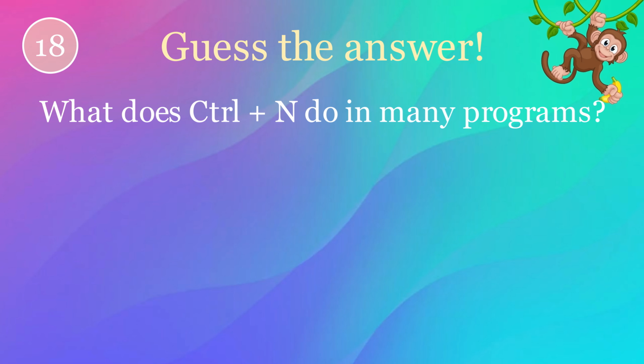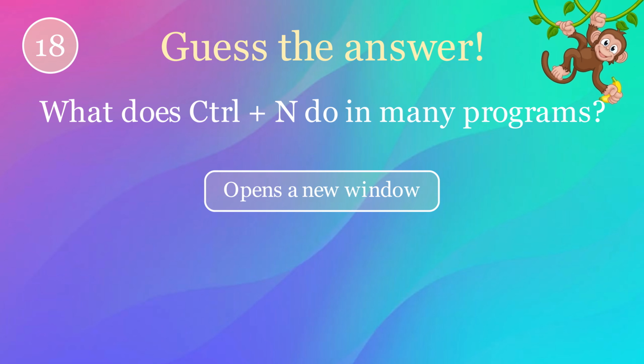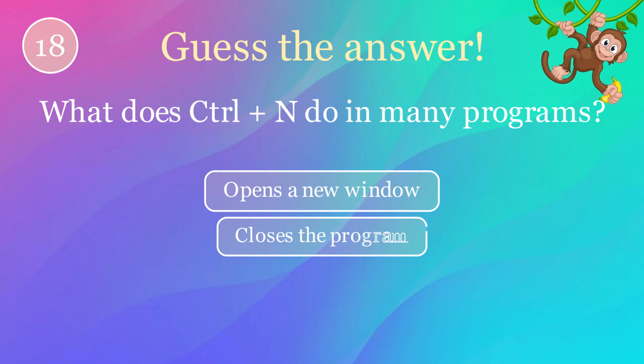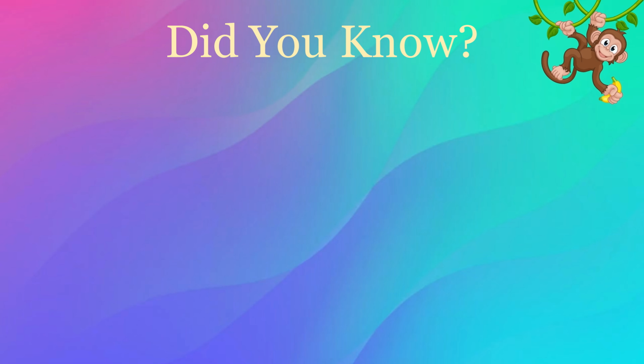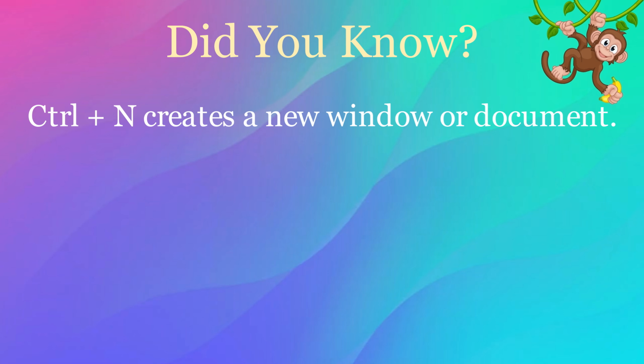What does Ctrl plus N do in many programs? Opens a new window. Closes the program. Undoes the last action. The correct answer is opens a new window. Here's an interesting fact. Ctrl plus N creates a new window or document.